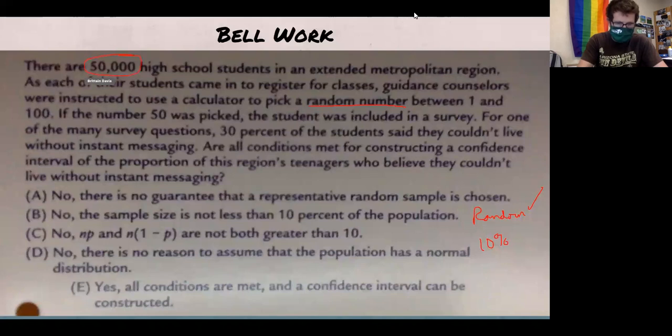So 1% of 50,000 is 500. Sample size is 500. So in this case, is 500 less? Well, we know it's 1%. So yes, it's less than 10%.